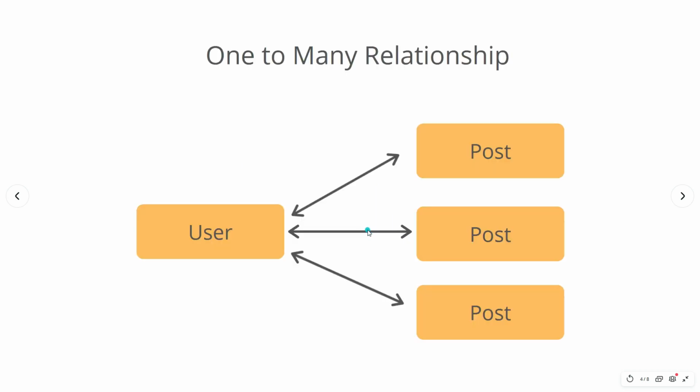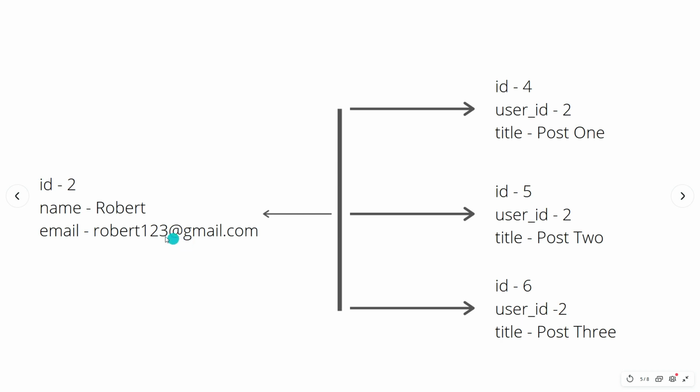The next one is one-to-many relationship. As the name suggests, in one-to-many relationship, one row at the left-hand side can be connected to multiple rows at the right-hand side. Here, you can see a user can write multiple posts. We have created a user named Robert at the left-hand side with the ID 2. And for all these posts, you can see the user ID is 2. So that means these three posts will refer to the user Robert.